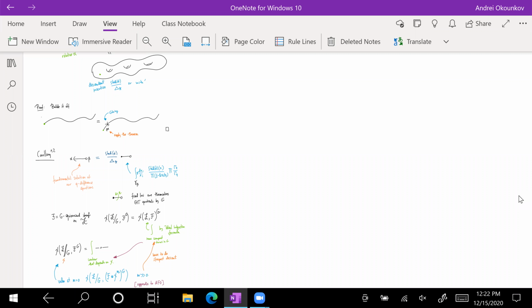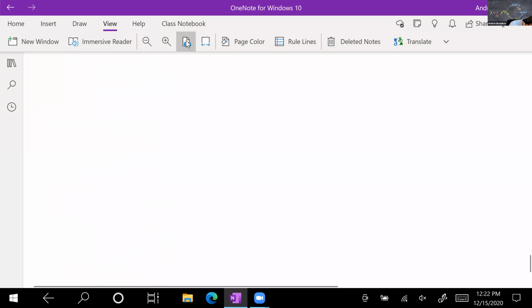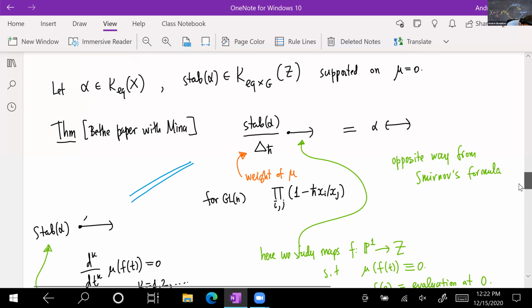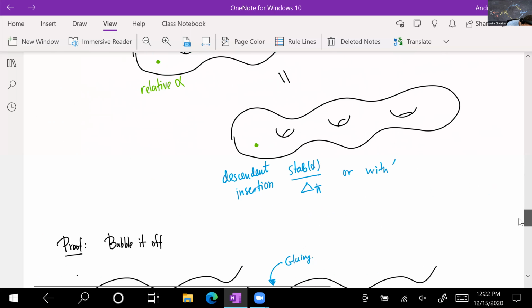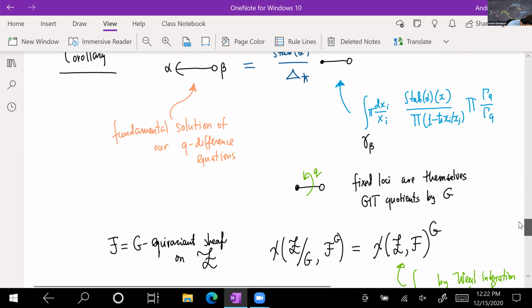I see. I guess I missed why you started talking about the Euler characteristic of a sheaf. But it's what we're computing in K theory. So what does it mean to compute in K theory? It means you compute the Euler characteristic of some sheaf on some moduli space. But your moduli space is a quotient. So let me stress this point.